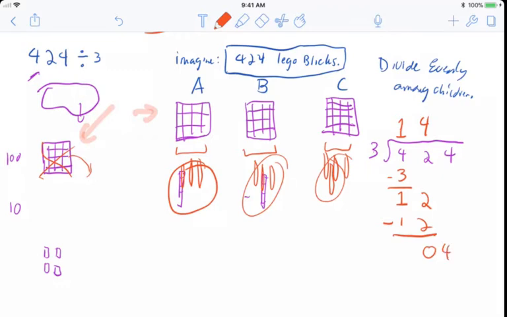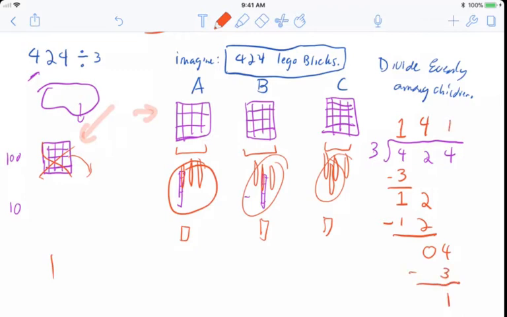What remains then are these single ones, and I can divvy those up. How much does each child get? Each one gets 1, and then 1 remains, which is equivalent to us going, each one gets 1, so that's 3 in total, 1 remains.